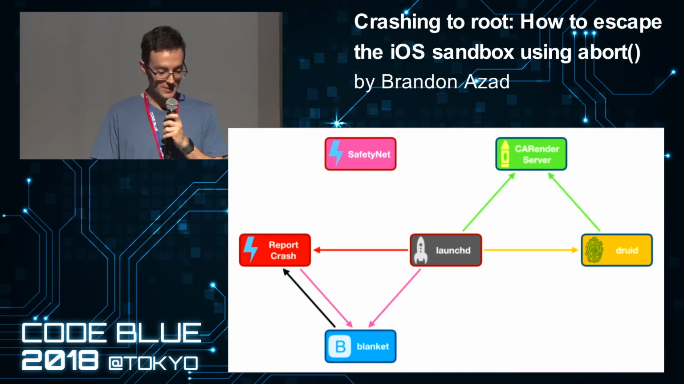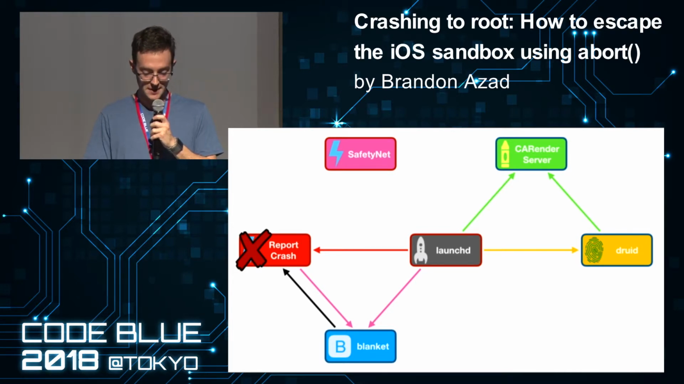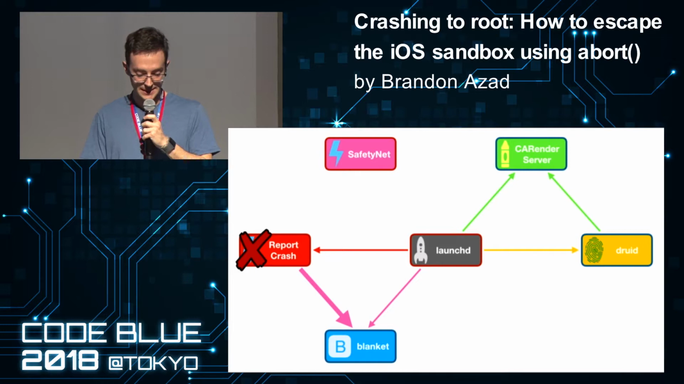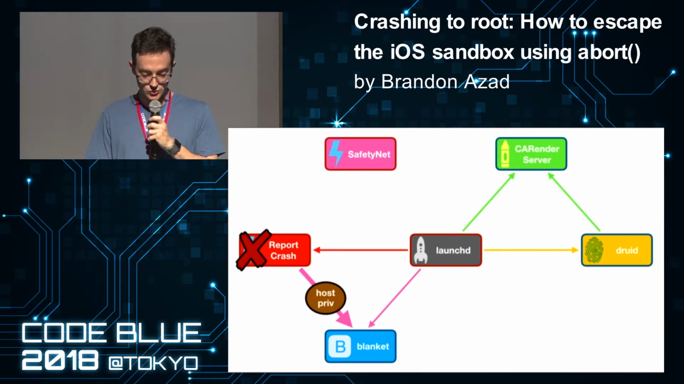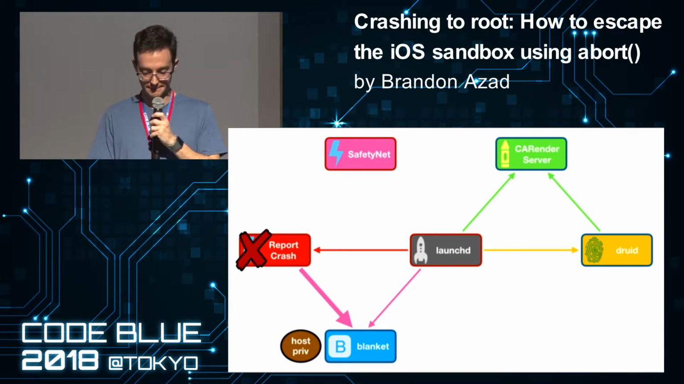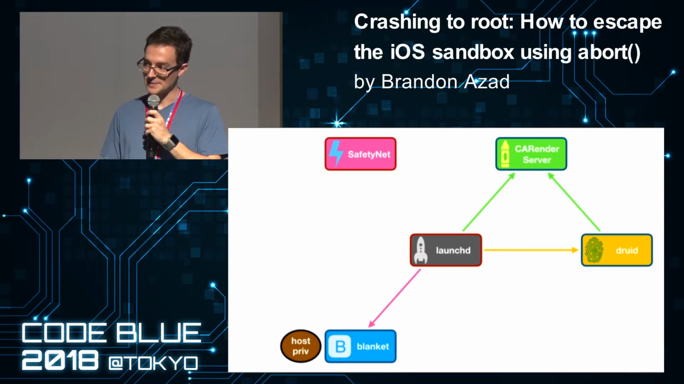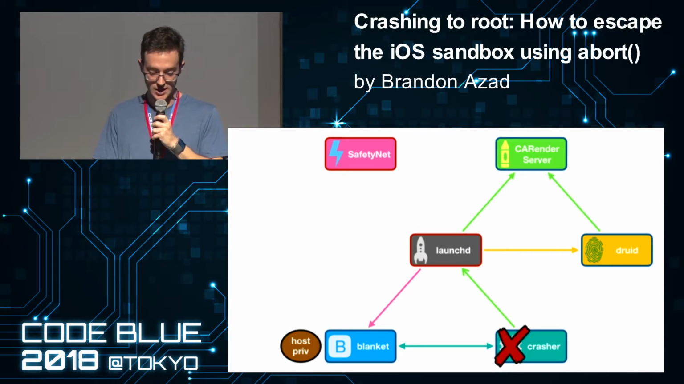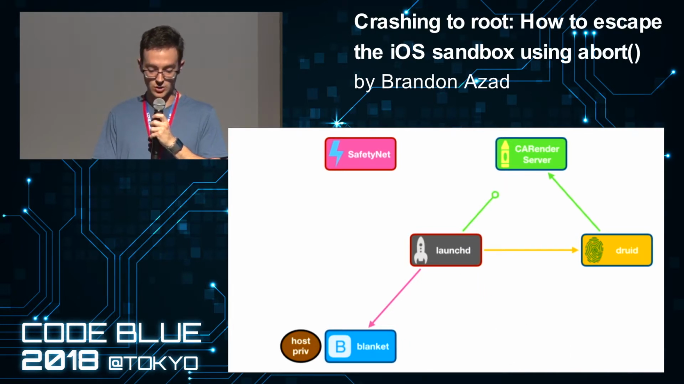We now send another message to report crash, causing it to crash, and this time we are the registered exception handler. So we get the exception message. We then use report crash's task port to extract the host proof port, which we save for later. Next, we repeat the same attack, but this time against CA render server and Druid. We start up our crasher app extension again, which registers LaunchD as its exception handler and crashes maliciously, causing LaunchD to free its send right to CA render server.